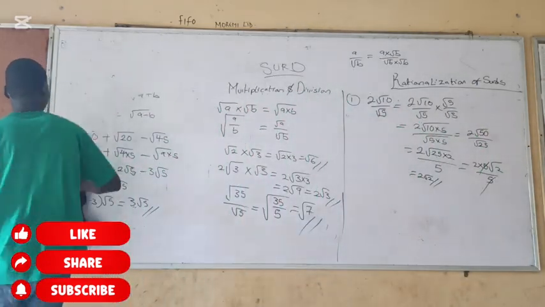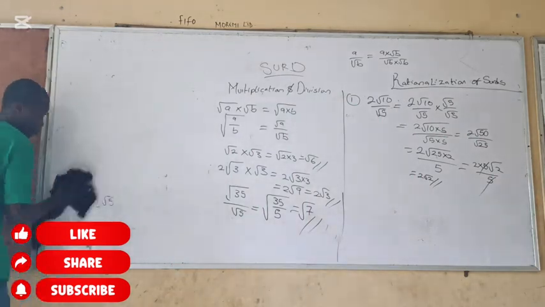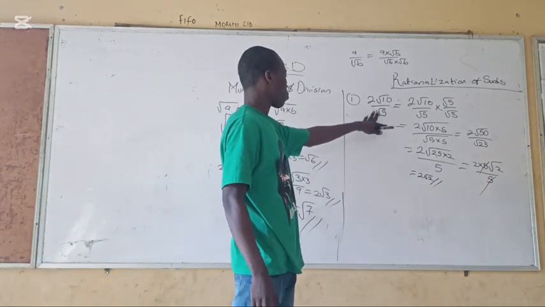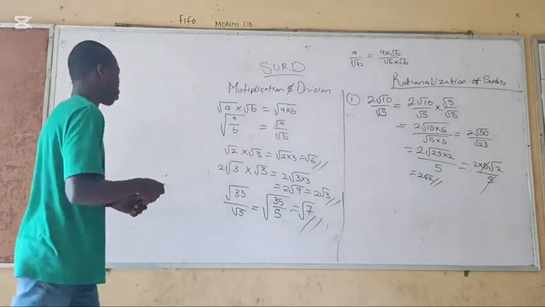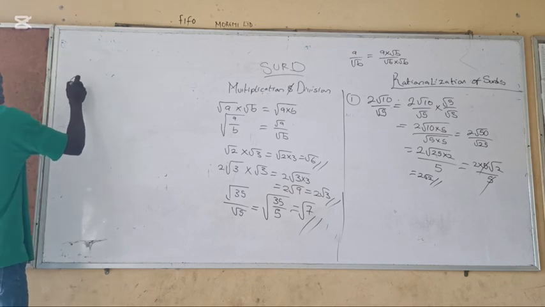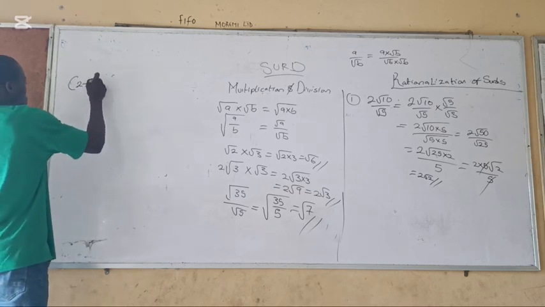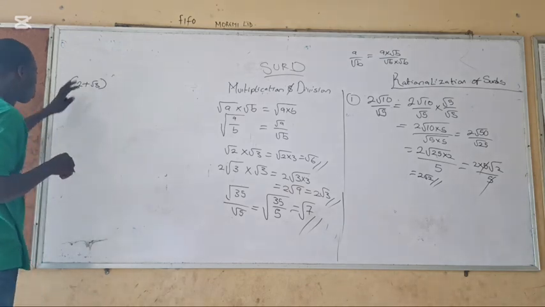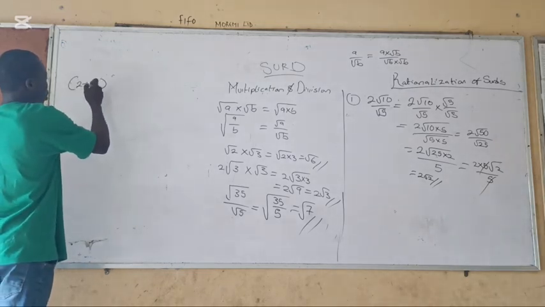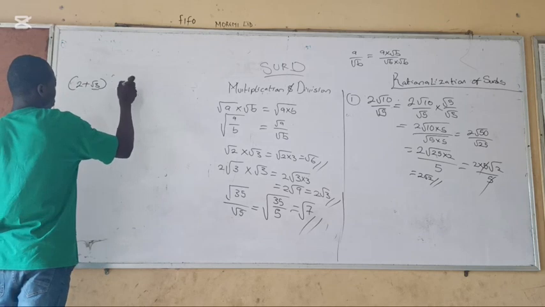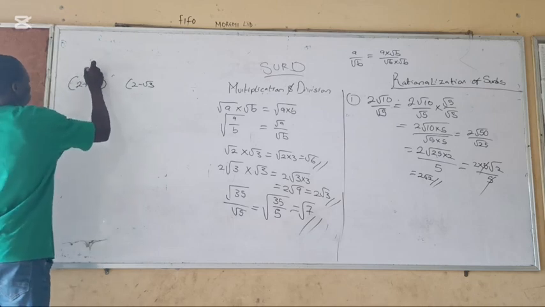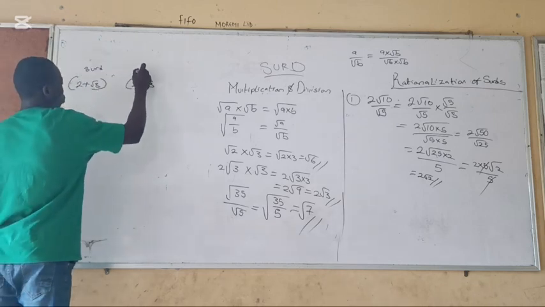Now, let me do one more side. Sometimes you may have a bigger question, but let me just explain. When you have 2 plus root 3, this is a surd, right? Now the conjugate of this is going to be 2 minus root 3. The conjugate.